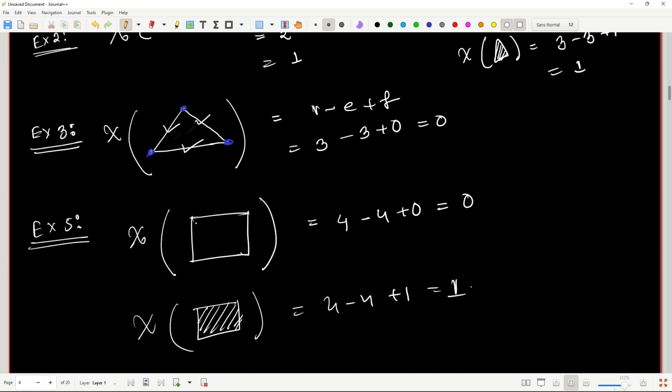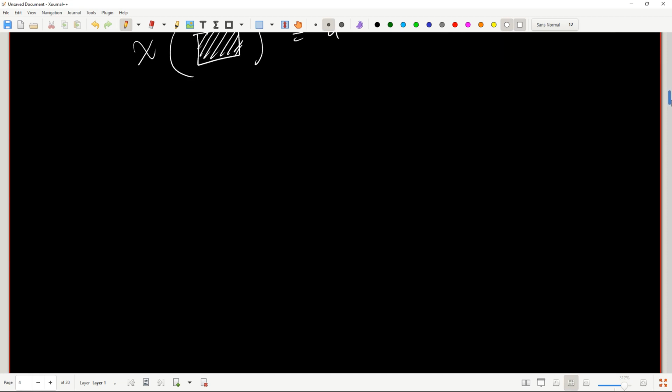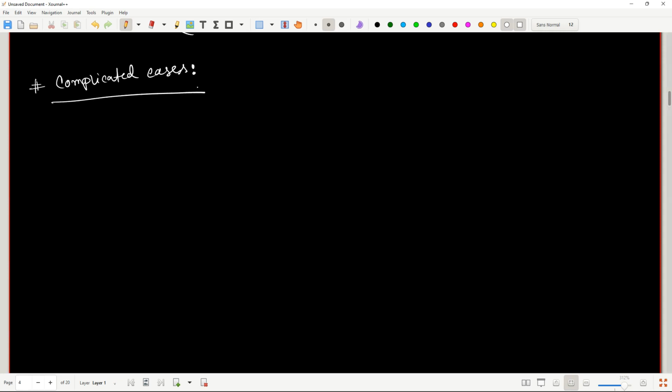One. Now these are pretty simple geometrical objects. Let's try to focus on something else. We want to compute some more complicated cases. So these are our complicated cases. So that seem a bit complicated. And here we will use the power of homeomorphism.